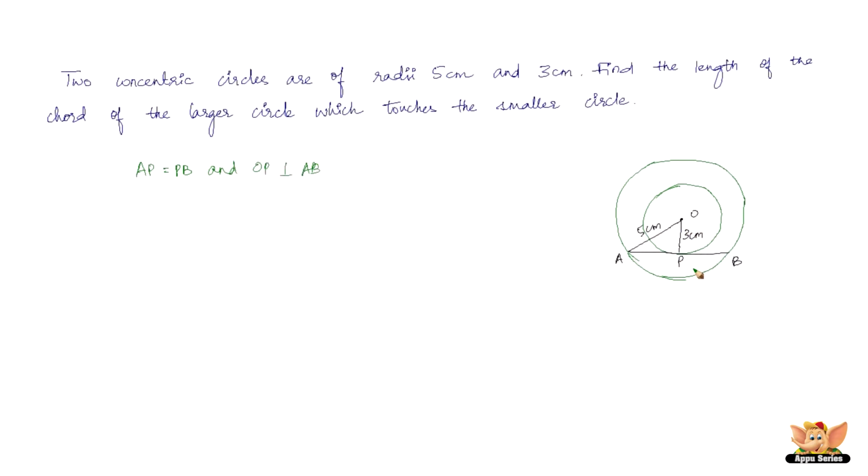OP is definitely perpendicular to AB because you know that property again. A tangent to a circle is perpendicular to the radius of that circle through the point. And then we've got AP equal to PB because we've got two concentric circles and AB is nothing but a chord of the larger circle and it touches the smaller circle. So wherever it touches the smaller circle, the point where it touches bisects that chord. So therefore we've got AP equals PB.